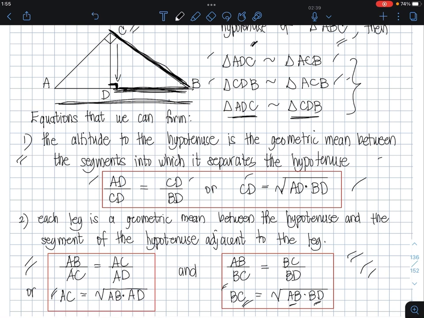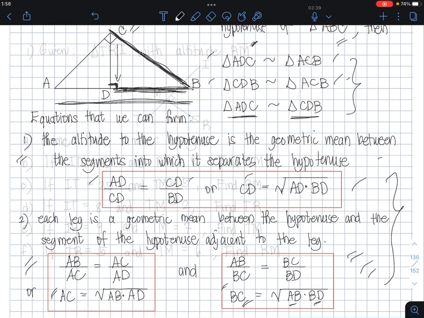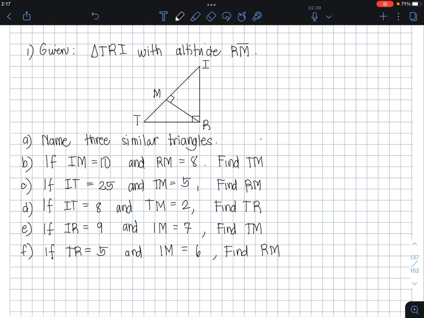So, unang-una, masesepare ng altitude to hypotenuse na yon yung right triangle into two similar triangles. So, kaya derive natin itong mga equations na to using the concept na proportional yung segments ng similar triangles. Okay? So, let's try to solve some examples para ma-illustrate natin ang right triangle similarity theorem. So, given triangle TRI with altitude RM, so meron tayong A, B, C, D, E, F question.